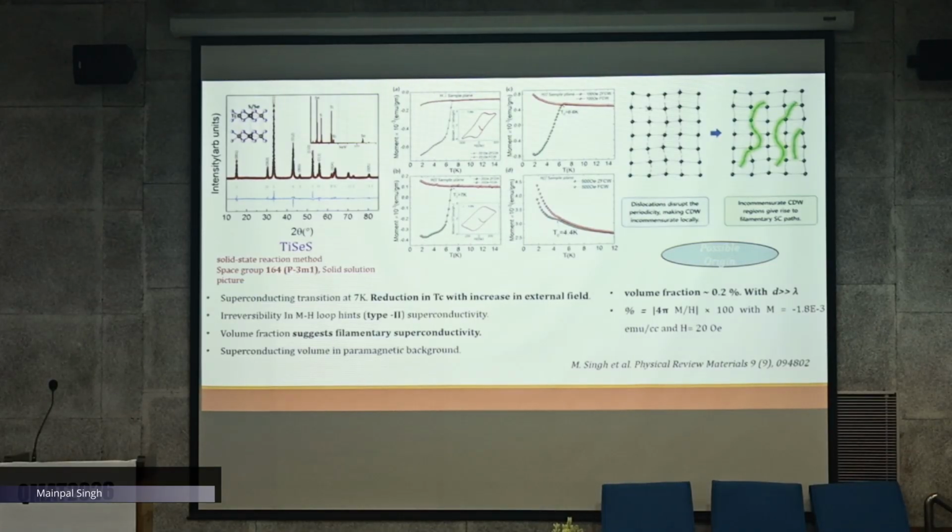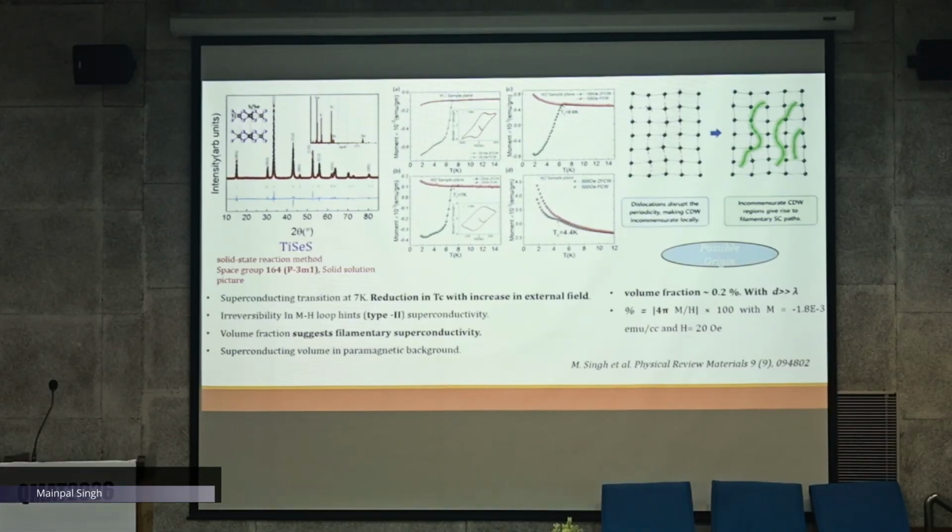So as you can clearly see, there is a diamagnetic transition and a splitting between ZFC and FC at 7 Kelvin. So the superconducting transition is at 7 Kelvin, and you can clearly see the reduction in TC with increase in external field. So it suggests that the phase we have observed at 7 Kelvin is a superconducting phase. Indeed the volume fraction is very low, so it is not a bulk superconducting phase, but a filamentary superconducting phase.